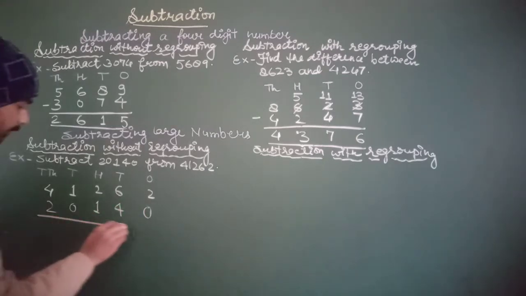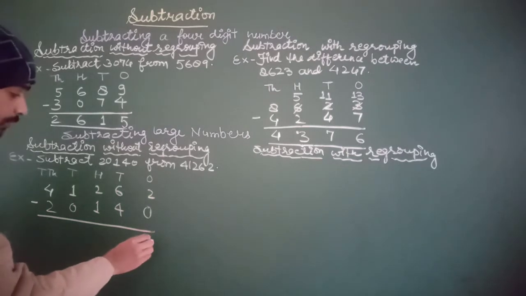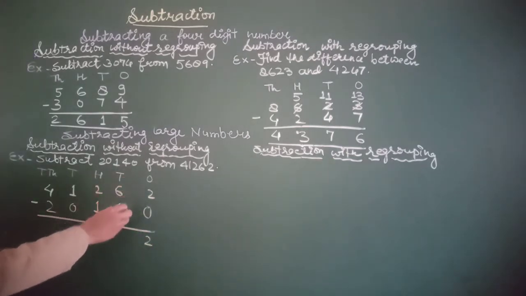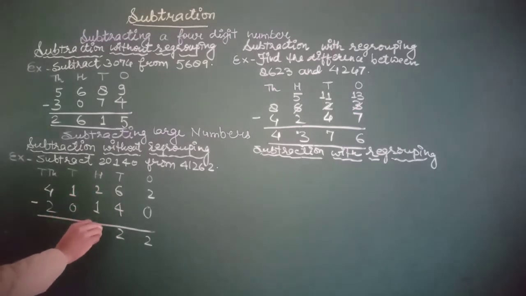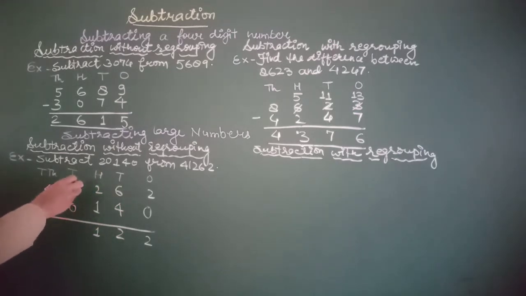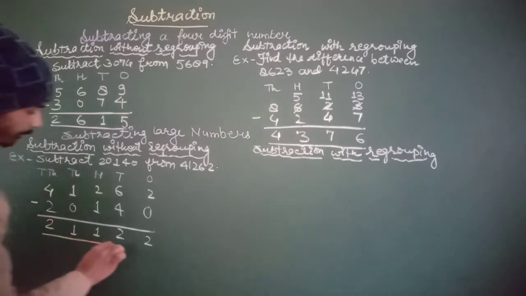Now subtract it. 2 ones minus 0 ones, that is 2 ones. And 6 tens minus 4 tens, that is 2 tens. 200 minus 100, that is 100. And 1,000 minus 0,000, that is 1,000. And 4 10,000 minus 2 10,000, that is 2 10,000.